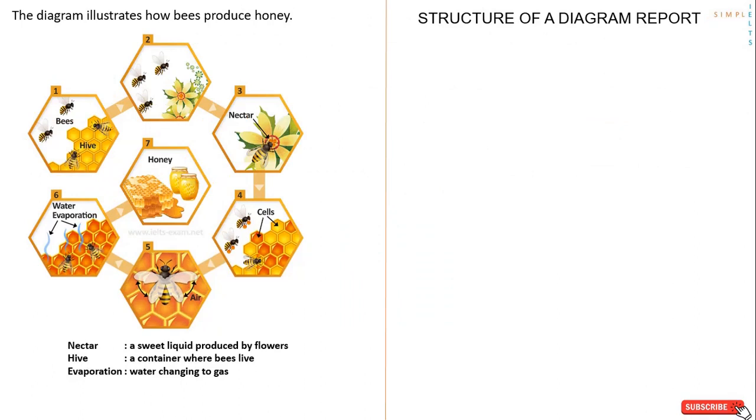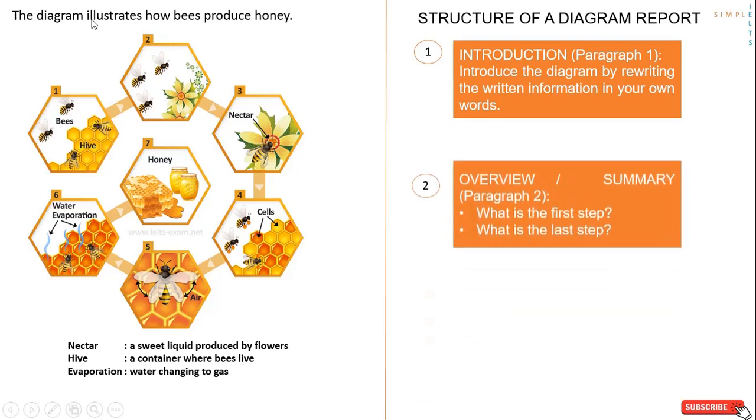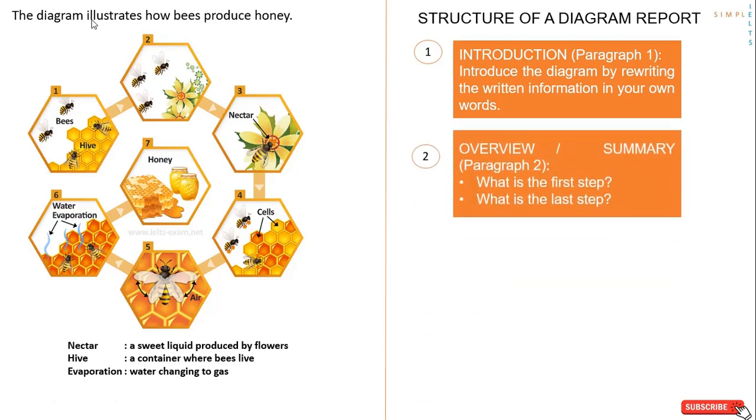Next, we talk about the structure of a diagram report. First is the introduction, where we have to introduce the diagram by rewriting the written information in your own words. Here is the introduction, which is something that we have to rewrite in our own words. Okay, and then the second part is the overview or the summary.